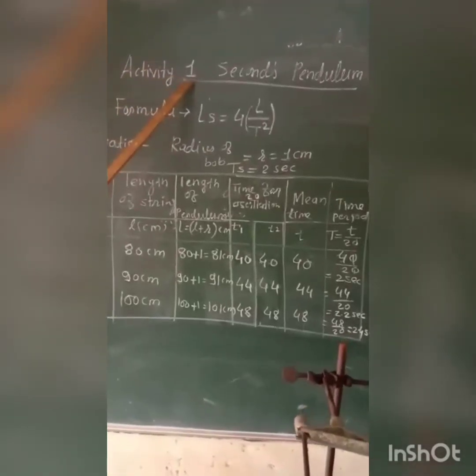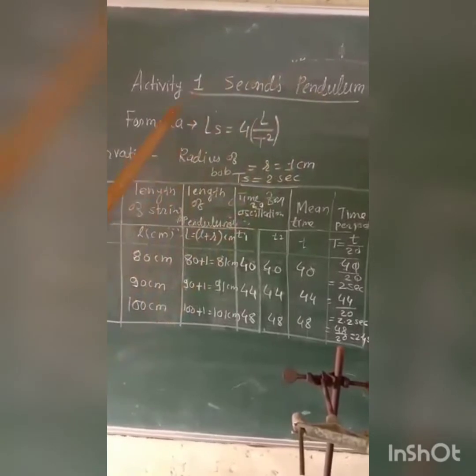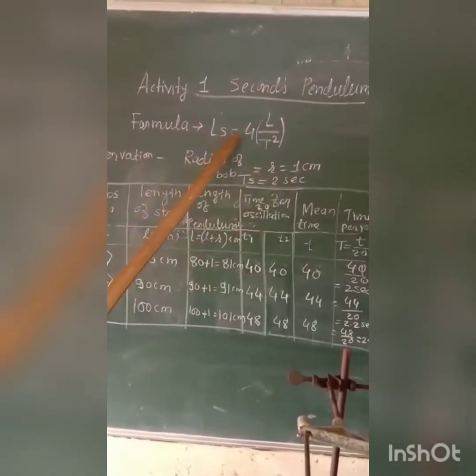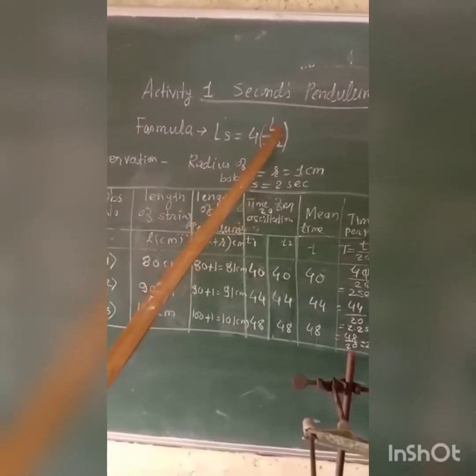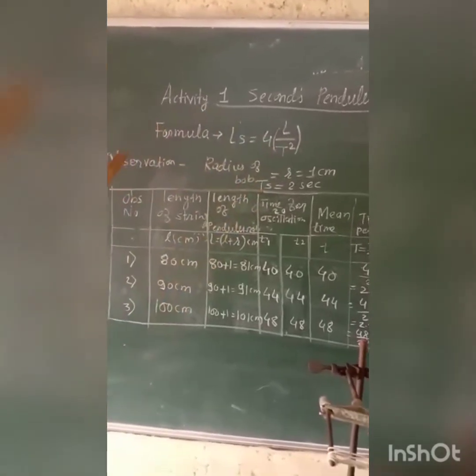Activity number 1. We have to find out the length of seconds pendulum. The formula for the length of seconds pendulum is LS = 4 multiplied by L by T square, where L is the length of pendulum and T is the time period.